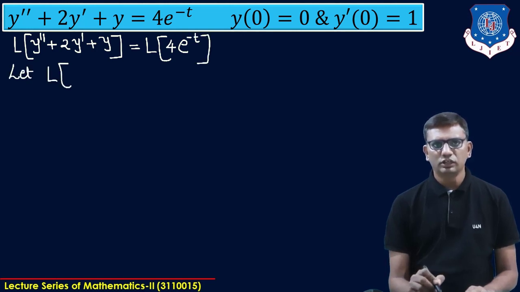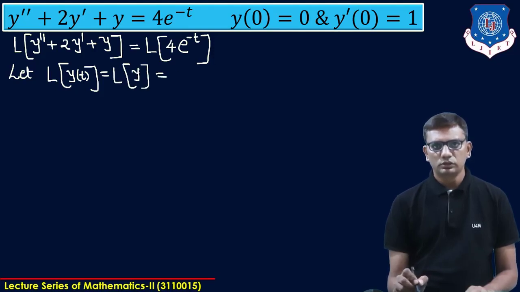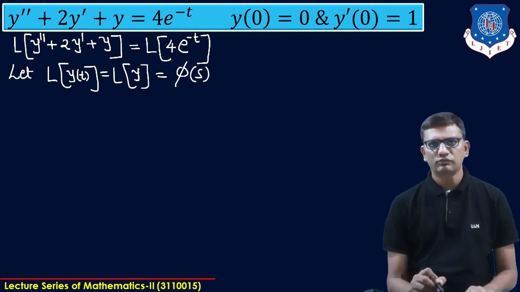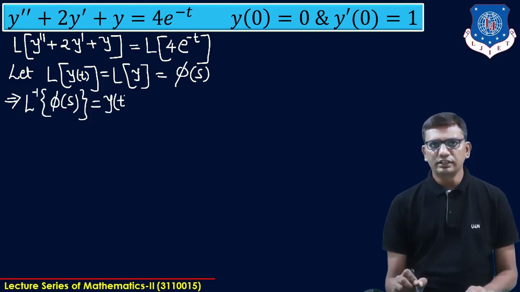Now Laplace of y of t equal to Laplace of y equal to phi of s. This is our first step. First of all, we assume the Laplace of y(t) to be a solution. That implies L inverse of phi of s, y(t), is a solution of our differential equation.